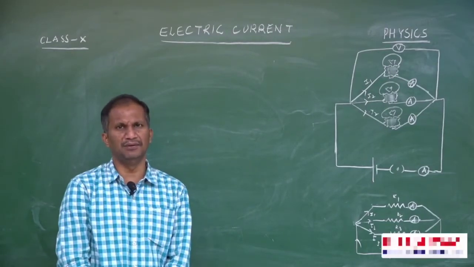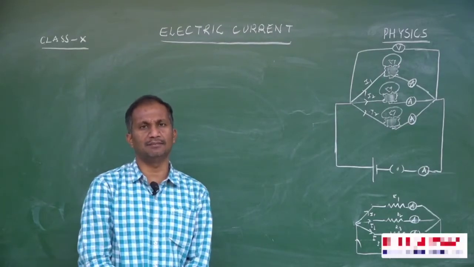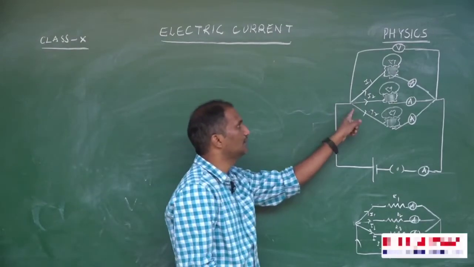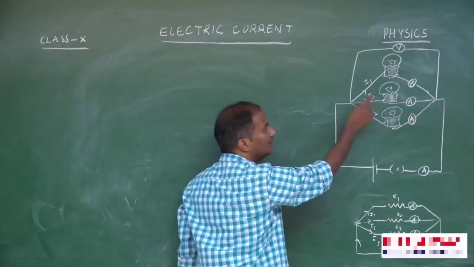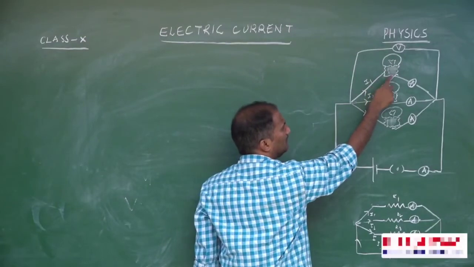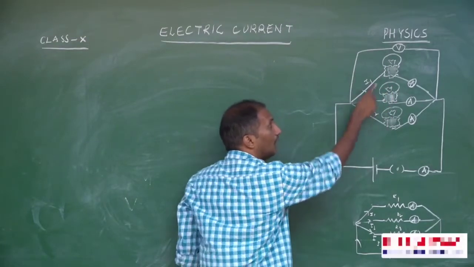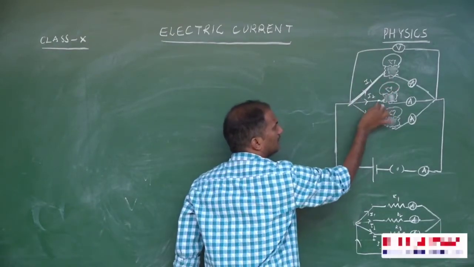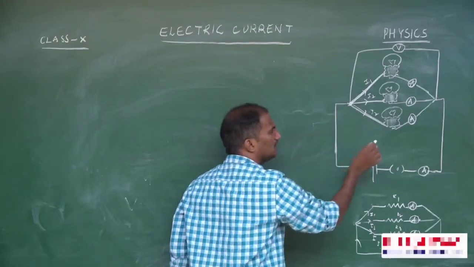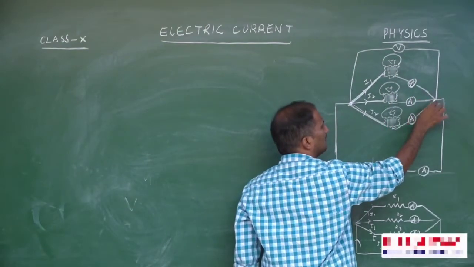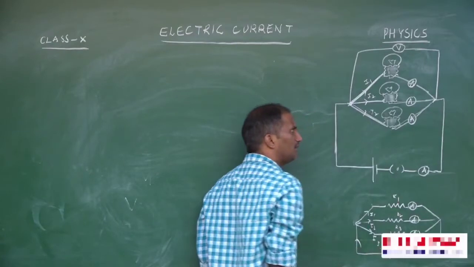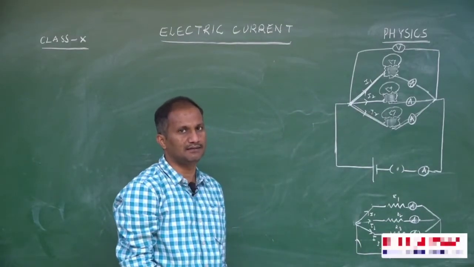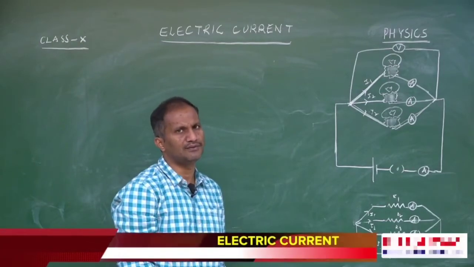First of all, we are going to see what is meant by a parallel combination of resistors. Let us have a look at this circuit diagram. In this circuit diagram, each bulb has two terminals, terminal 1 and 2. All the first terminals are connected to one common point, and all the second terminals are connected to one more common point. This type of arrangement of resistors or bulbs is said to be a parallel combination of resistors.